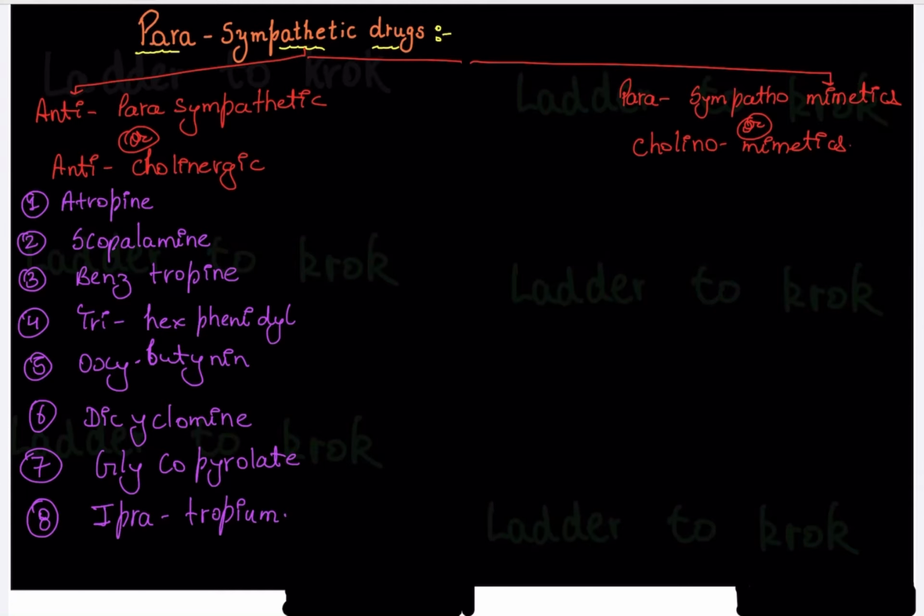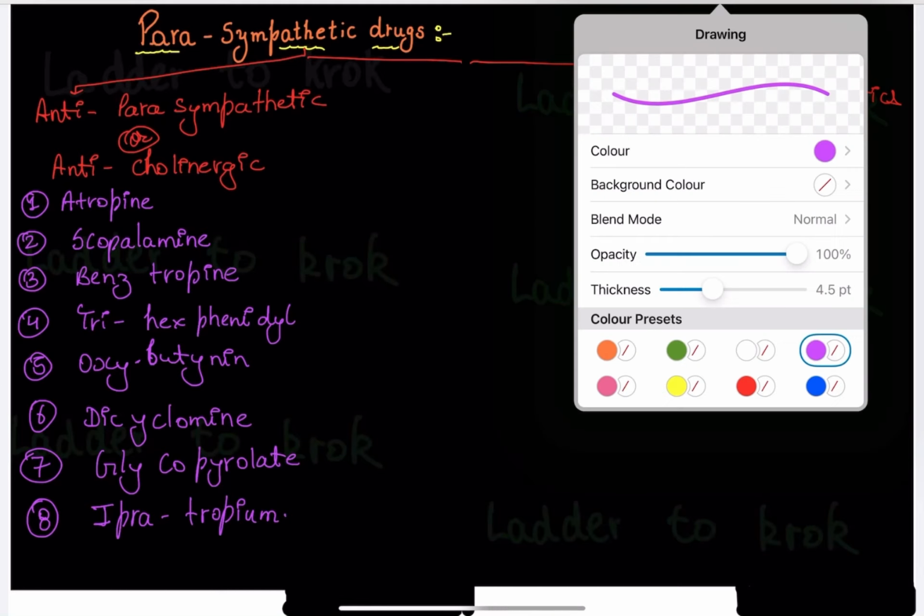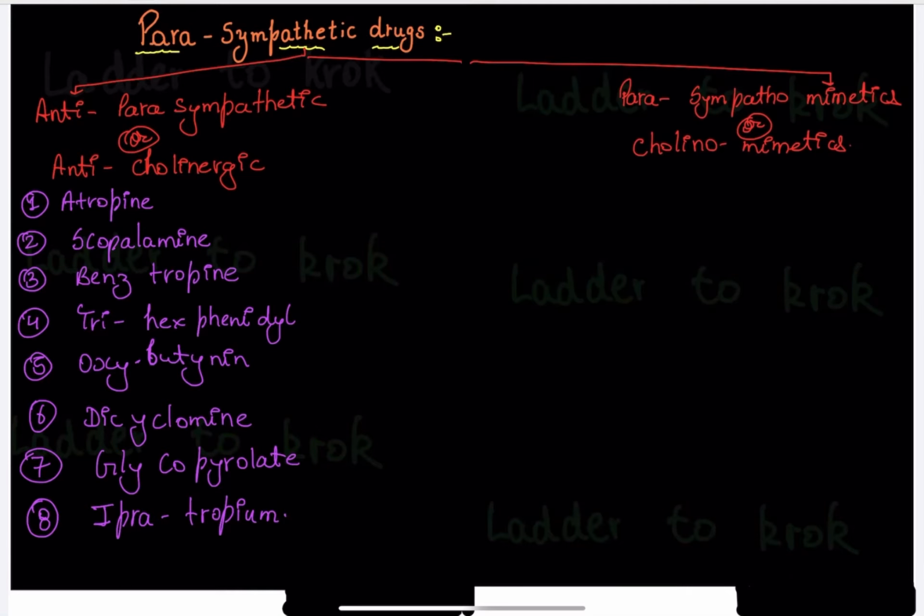Now let's discuss parasympathomimetics. They are further divided into two parts, and basically they increase the function of the parasympathetic system. The first one is direct muscarinic agonists, meaning they will directly activate. They will directly increase the acetylcholine in the synapse.